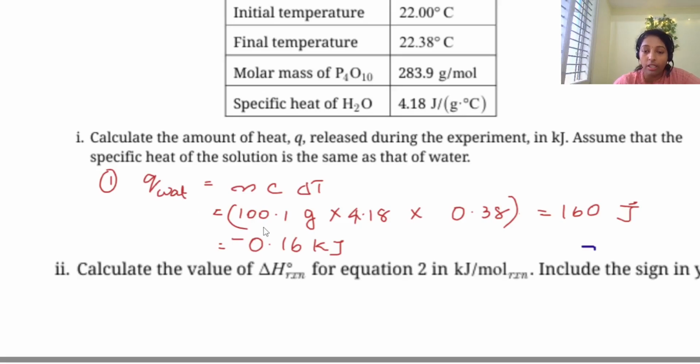And you can put a negative sign because it's released energy. Because Q water, be very careful, Q water is positive. So what about Q system? Q system is negative, because the water gained some energy, so the system lost some energy. Water is the surroundings in this case. So Q system is negative 0.16 kilojoules of energy. This is the released amount, so it should be negative.